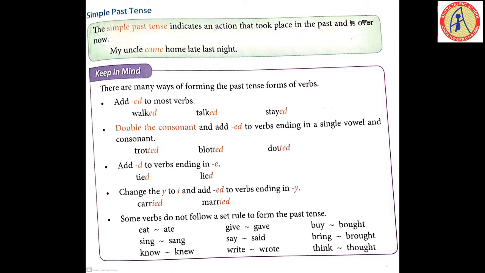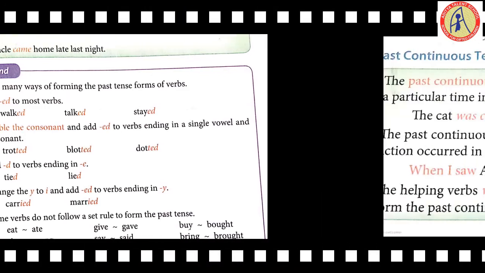Some verbs do not follow a set rule to form the past tense, like eat changes into ate, sing, sang, know, knew, give, gave, say, said, write, wrote, buy, bought, bring, brought, think, thought. This is about the past tense.